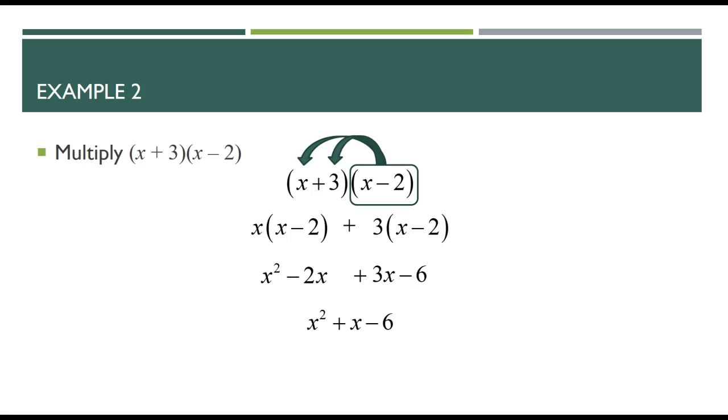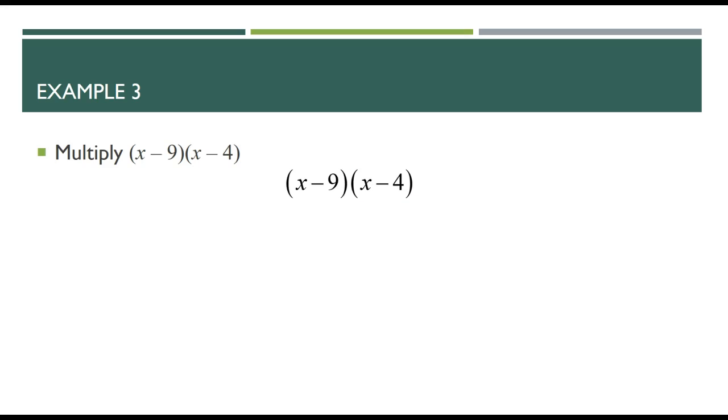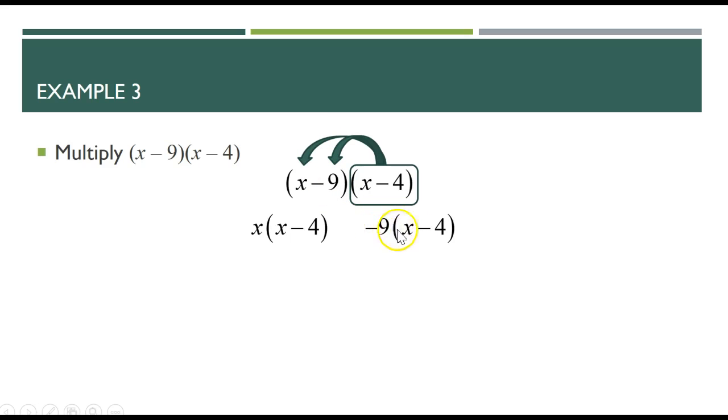Let's look at one last example. We are going to multiply x minus 9 times x minus 4. Again, I'm going to distribute that x minus 4. I'm going to distribute it to the x to get x times x minus 4. I'm also going to distribute it to the negative 9. So that would be negative 9 times x minus 4. And I'm just going to add that addition symbol right in the middle.